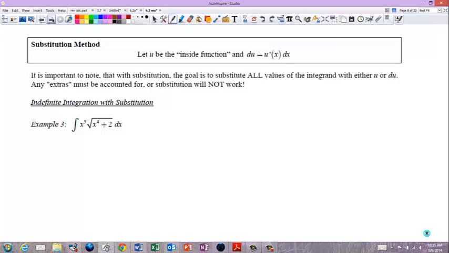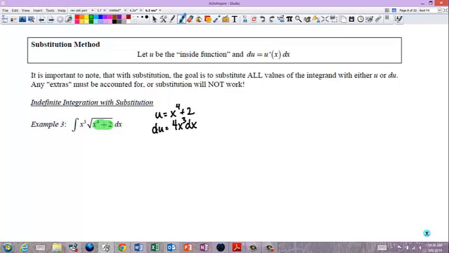It is important to note that with substitution, the goal is to substitute all values of the integrand with either u or du. Any extras must be accounted for, or substitution will not work. Okay. So, can we see that our u could be x to the 4th plus 2, because it's the inside function. And that's what you always start with trying. x to the fourth plus 2. Now if we take the derivative of that, we get 4x to the third dx.